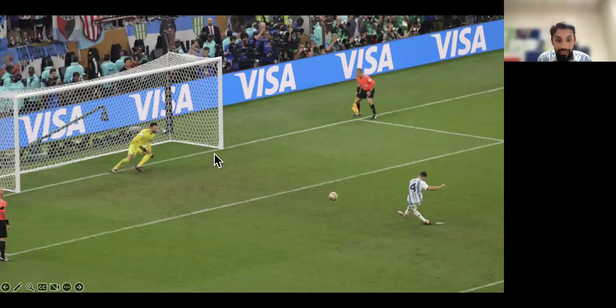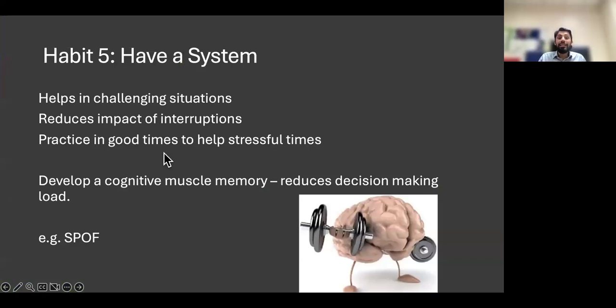So someone's got it right. It's Gonzalo Montiel in 2022. And this happens because it's been practiced. It's a well-oiled system, right? And that's why this is what you really want to do. His fifth habit is: have a system.